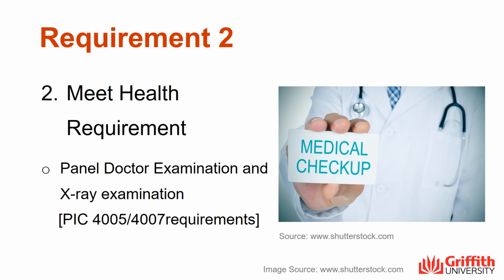All visa applicants have to meet the good health requirement. This usually means having an authorized panel doctor examine you and undertaking the X-ray examination. This is Public Interest Criteria 4005 and 4007 requirements. But for visitors coming to Australia for short periods, a declaration that they have good health will be accepted at face value that the applicant has good health.